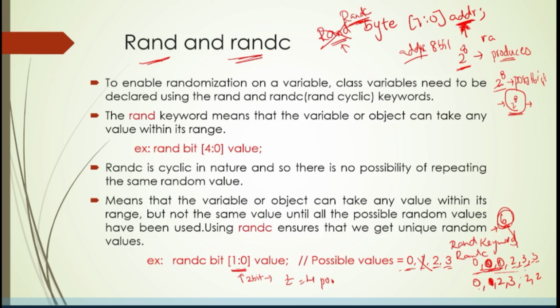Until and unless all the values are displayed once, the repetition does not take place. After producing all the values one time, then the repetition occurs in case of randc. But in case of rand, that is not like that. It doesn't care whether all the values have already come one time before the repetition takes place. Hope you got an idea of the difference between rand and randc.